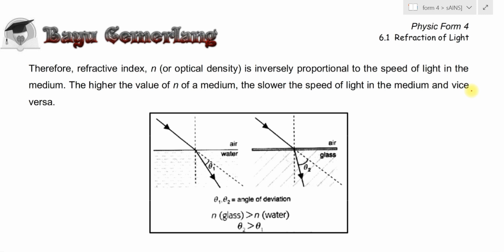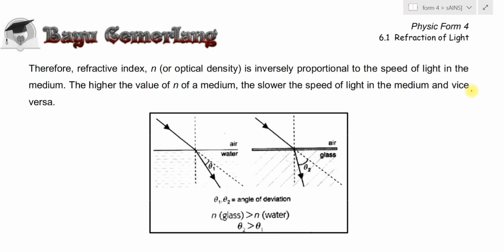Jadi, kamu boleh tengok theta 1 and theta 2. Contoh air and water and glass. Dua-dua dari less denser ke denser, but siapa yang bending dia banyak? It depends on refractive index lah. Glass punya refractive index berapa, water punya refractive index dia berapa. Jadi kita tengok.